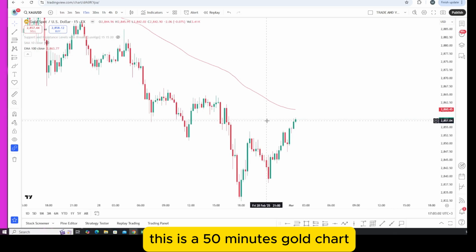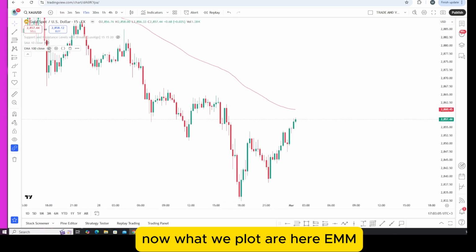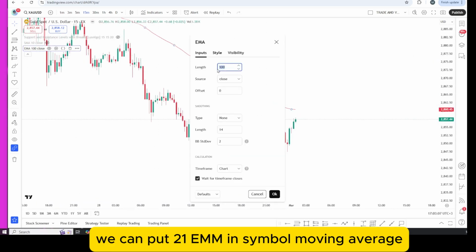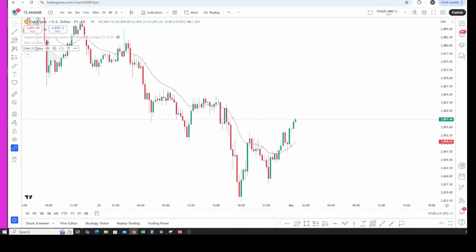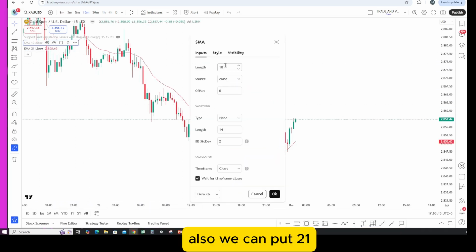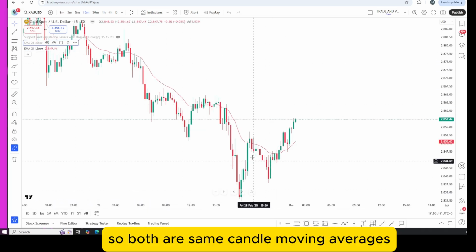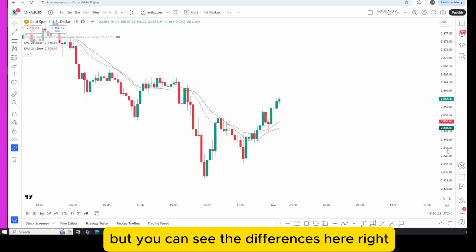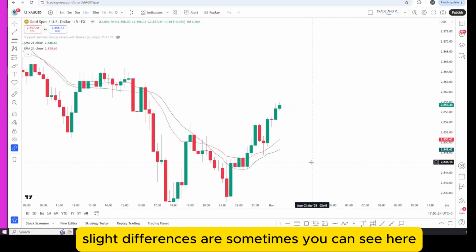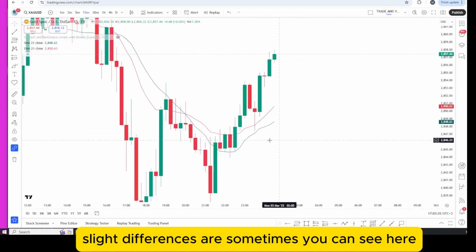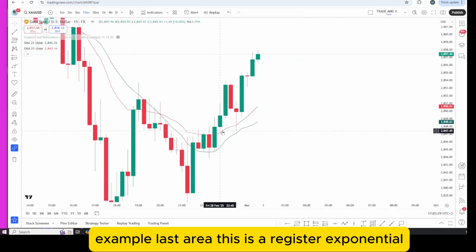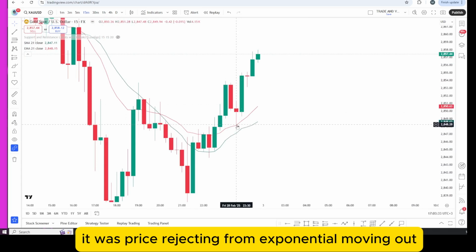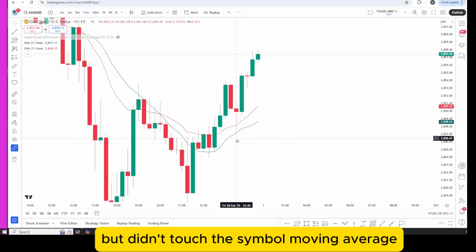This is the 50 minute gold chart. Now what we plotted here, for EMA we can put 21 EMA. In simple moving average also we can put 21. So both are the same candle moving averages, but you can see the differences here, right? Slight differences are there. Sometimes you can see here, for example in the last area, the red one is the exponential. The price was rejecting from the exponential moving average but didn't touch the simple moving average.